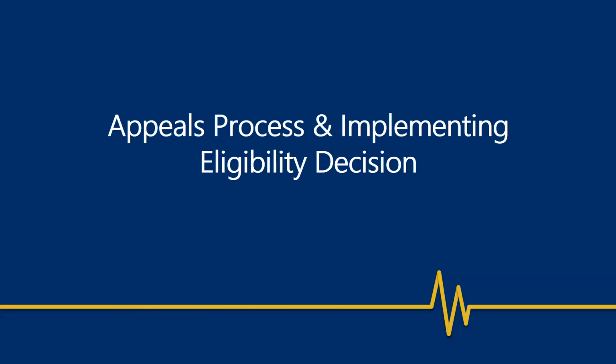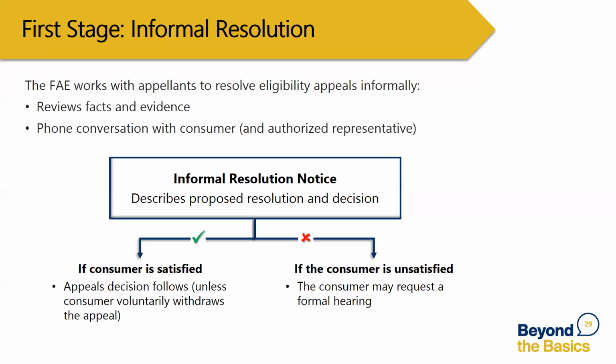So let's move into what happens after you file an appeal and how it continues from start to finish. What the federal appeals entity does is review the facts and evidence. The first step is a phone conversation with the consumer and the authorized representative, if the consumer has one. These phone conversations actually happen with a contractor to the federal appeals entity.